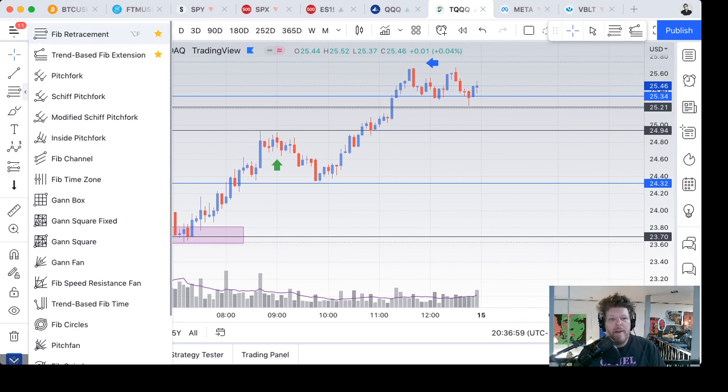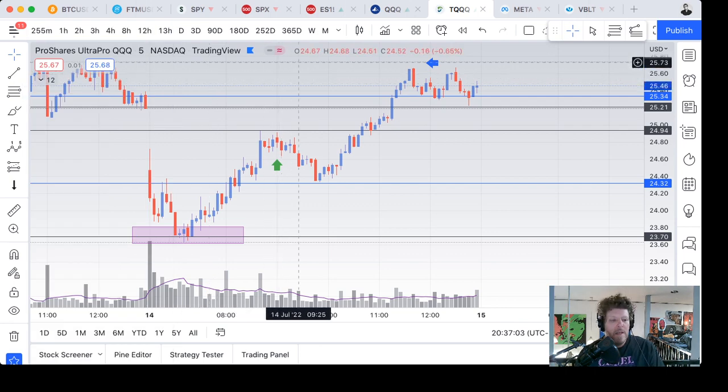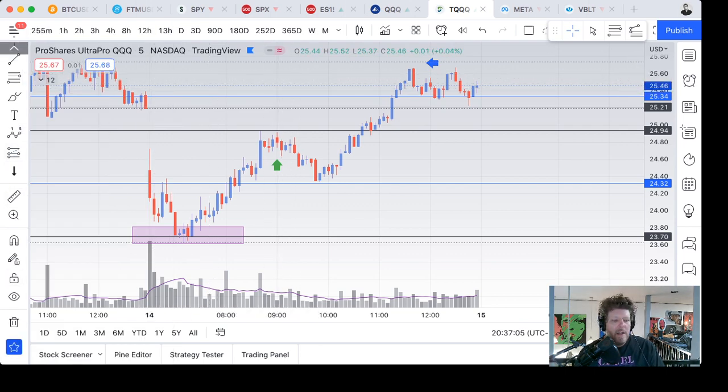Boom. I have it starred, so it's favorited, and once it's favorited, you can scroll down here and add it to your favorite drawing tools toolbar. So it's really easy and quick to access. This toolbar can go anywhere around, and this is the Fib Retracement Tool. So I'm just going to click on that.